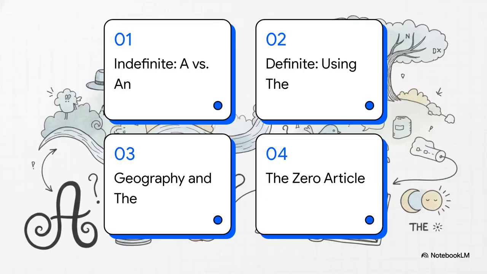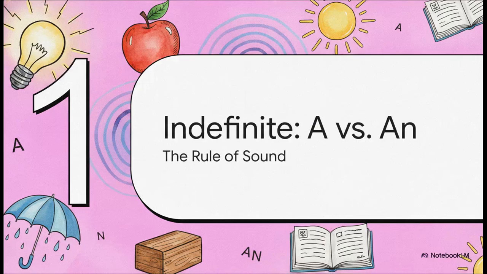So, here's our game plan for today. 1. The indefinite, a versus an. 2. The definite, using the. 3. Geography and the. And 4. The invisible zero article. All right, let's jump right into part 1, the indefinite a versus an, and the absolute golden rule of sound.